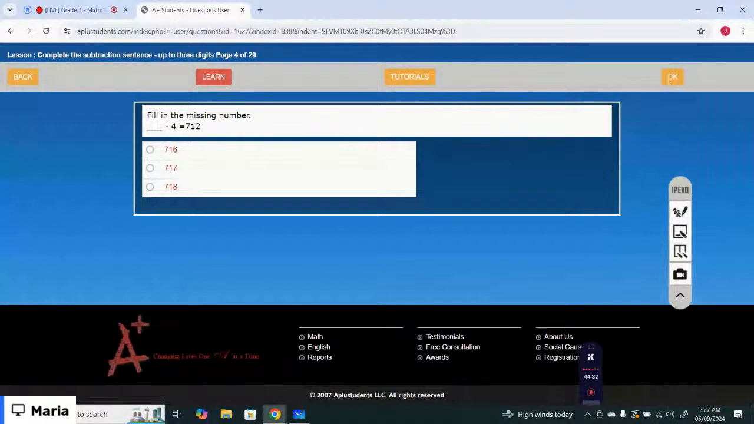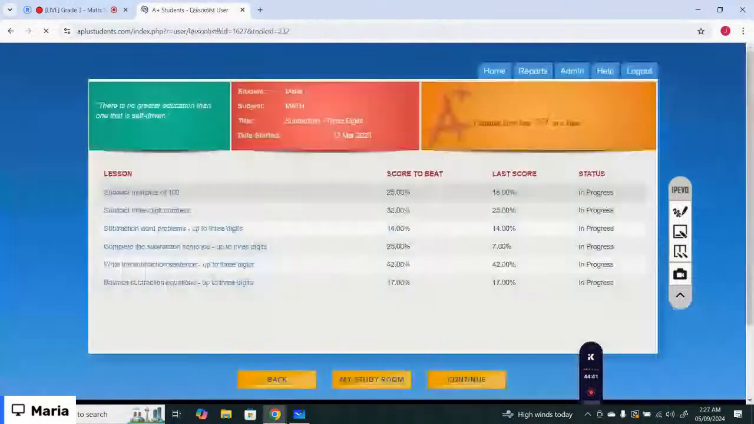Okay, you can complete the lesson by yourself later today. Let me just move on to the next lesson. The next lesson is write the subtraction sentence up to 3 digits. Let's just start with the lesson.